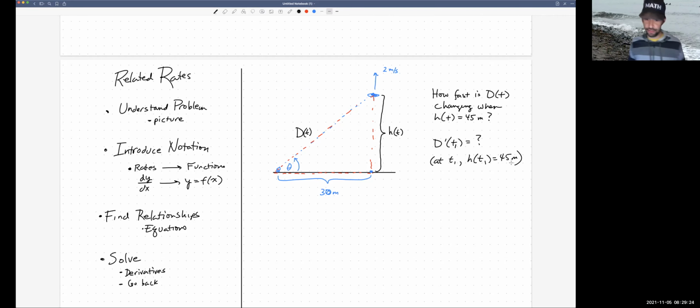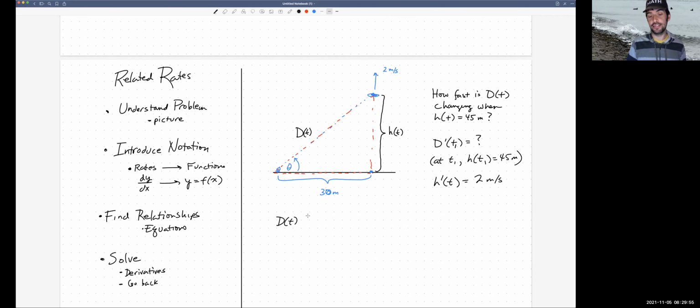We've got the same picture. We already understand it, but now we want to know about d prime. We still know h prime of t, or dh dt, is 2 meters per second. Okay, so this again is the rate we're going to need to use to get to d prime of t. And a good way to relate them, again, we're looking at triangles. We don't have angles this time. Another thing that jumps into our head when we see triangles is the Pythagorean theorem. We already used it before.